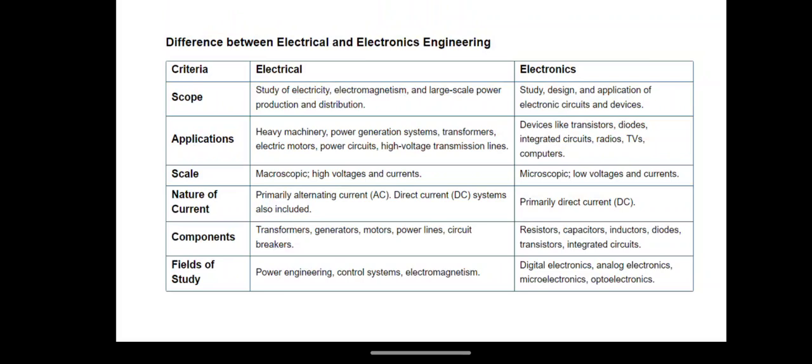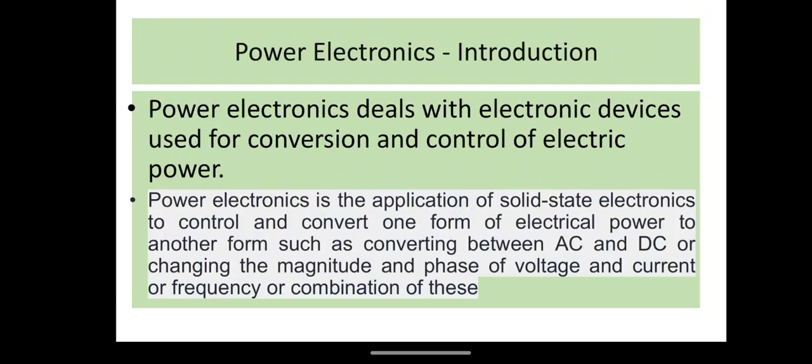The major components in electrical engineering are transformers, generators, motors, power lines, and circuit breakers. Whereas in the case of electronics, they are mostly components. We can call them the components, that could be the right word: resistors, capacitors, inductors, diodes, transistors, and circuits basically. The fields of study may be power engineering, control systems, and electromagnetism under electrical engineering, and digital electronics, analog electronics, microprocessors, and optoelectronics for electronics engineering.